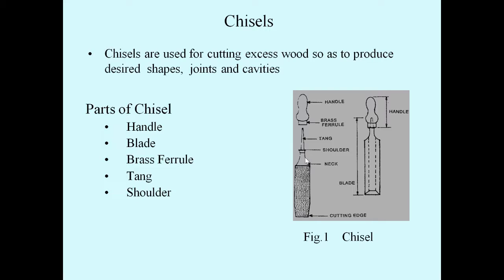Next, this part is called the shoulder, and the next is the neck. We can see here this part is called the neck of the chisel, and these are the cutting edges. You can see the cutting edge here. With the help of this cutting edge, we can remove the excess material from the woodwork piece.